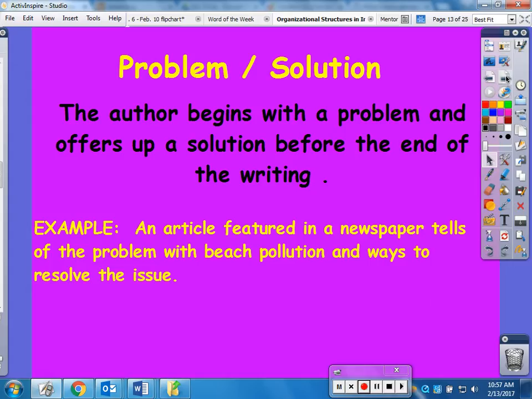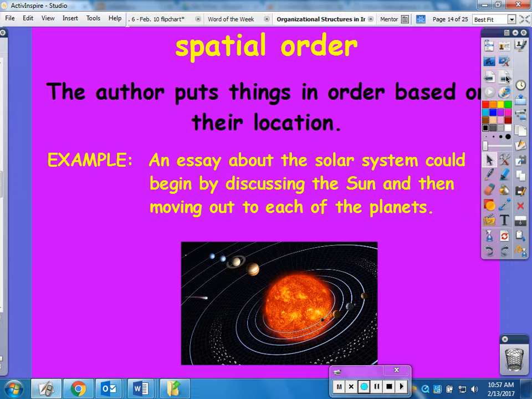The next structure is problem and solution. In this case, the author begins with a problem and offers up a solution before the end of the writing. For example, an article featured in a newspaper tells of the problem with beach pollution and ways to resolve the issue. In a problem and solution organizational structure, you will definitely see a problem and a definite solution before the paragraph or article ends.